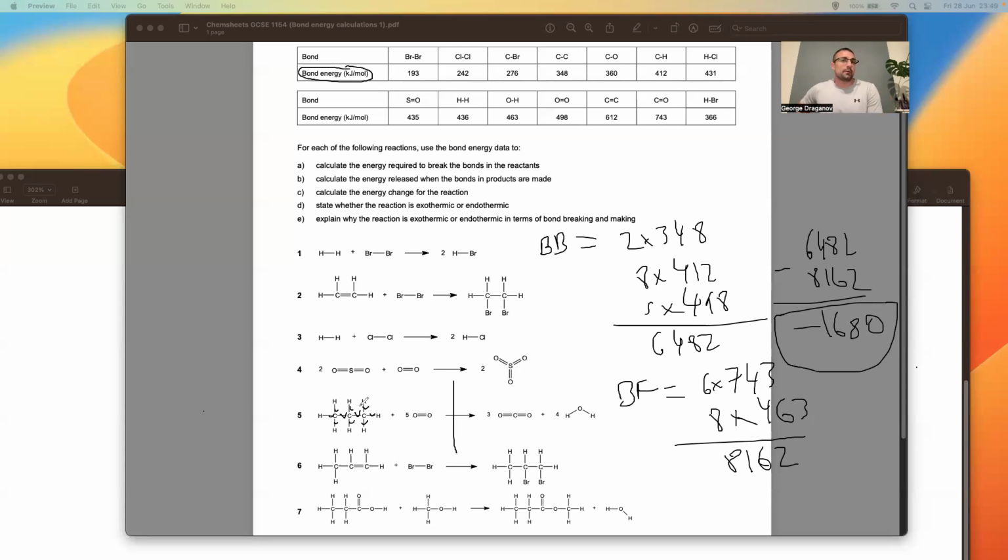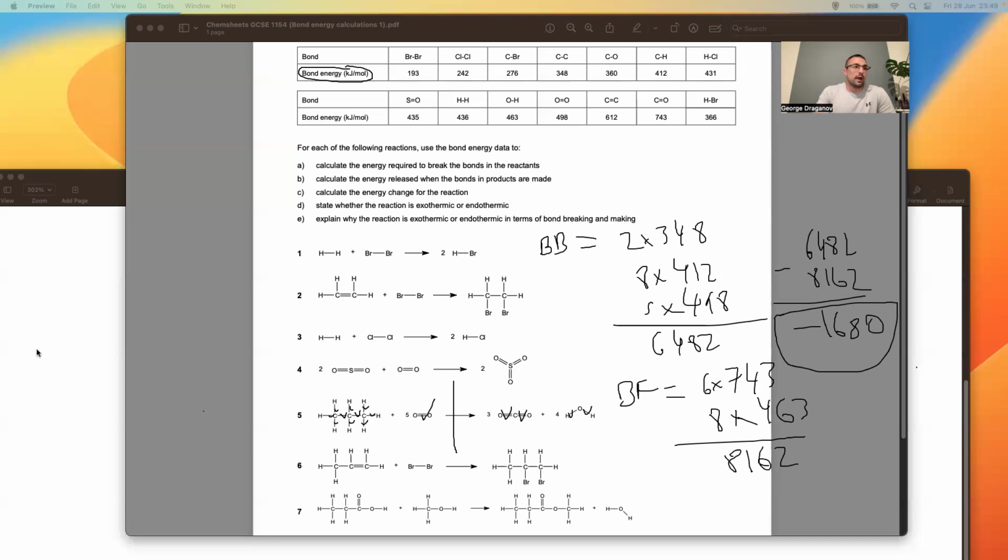So that was my example, and that's going to be my only example because ultimately it comes down to you ticking so you don't miss a bond. Otherwise, it's very easy. It's just bonds broken minus bonds formed, left side minus right side. And that's how you find enthalpy change from bond energy values.